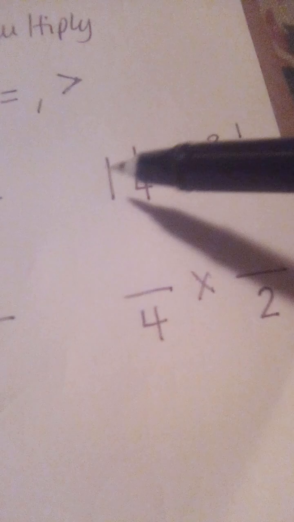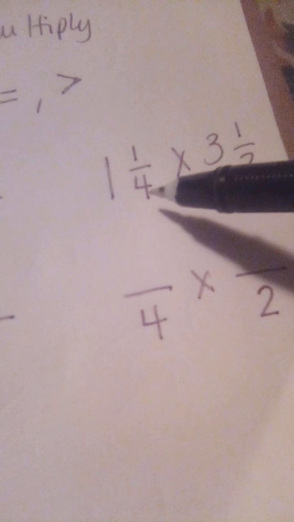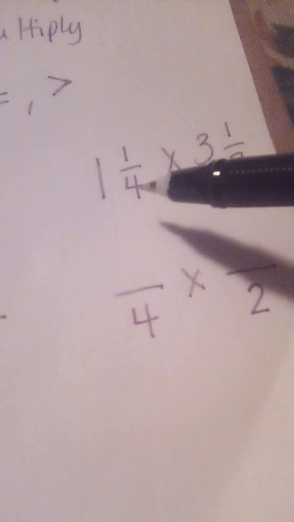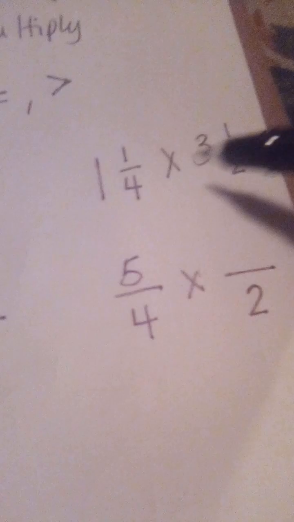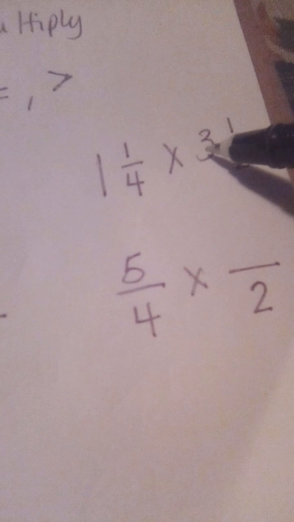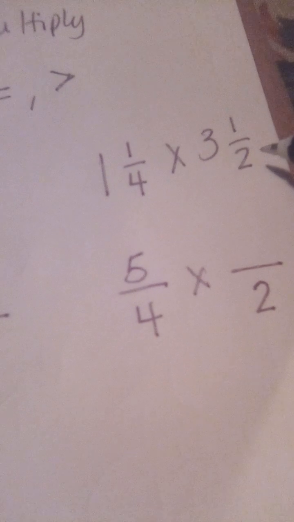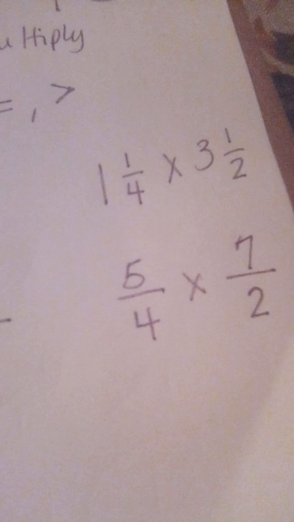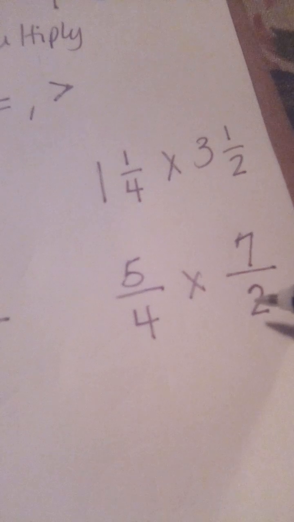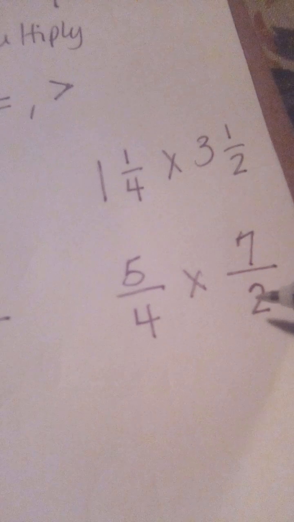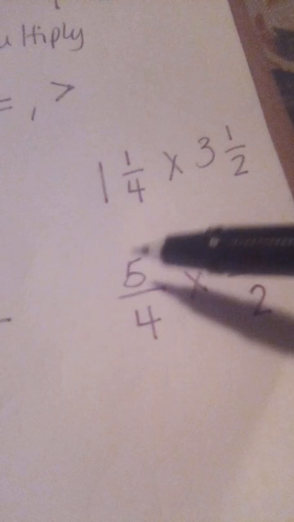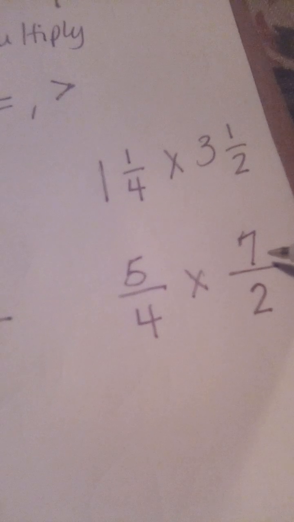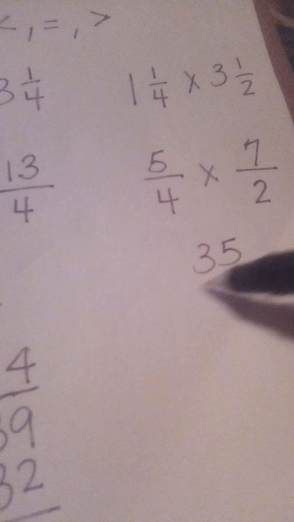1 times 4, the whole number times the denominator, is 4. Add 1 more, it's 5. Then you do the same thing. Multiply the whole number times the denominator, which is 3 times 2 is 6. Add 1 more from the numerator, which is 7. Same process. Are there any numbers that we could reduce right off the bat? No. So you multiply the numerators and the denominators. 5 times 7 is 35. 4 times 2 is 8.